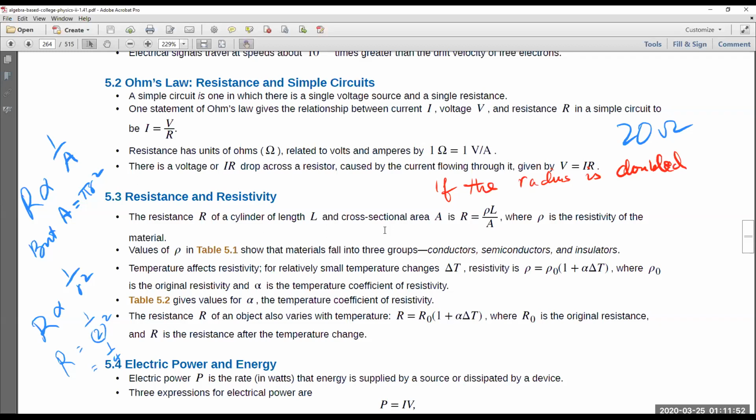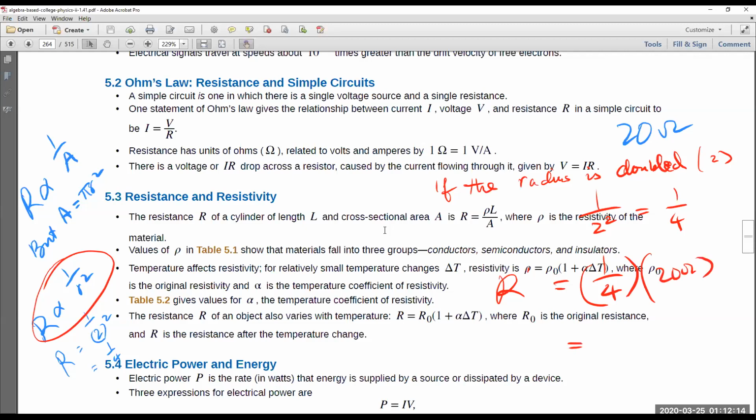So from our analysis, since R is proportional to 1 over r squared, doubling means multiplying by 2. So 1 over 2 squared is 1 over 4. That means the new resistance will be 1 over 4 times the old resistance, which is only 5 ohms. So if we wanted to reduce the resistance of a wire from 20 to 5, all you need to do is manufacture a new wire of the same material with 2 times the radius or 2 times the diameter.